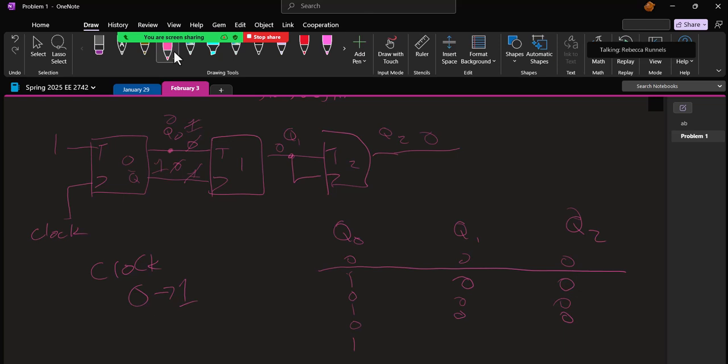I have a question. Q1's input for the second sequence, 1, 0, 0. Beforehand it was 0, right? You mean before we ever started? Yeah, before we ever started, the sequence was 0, 0, 0. Why doesn't the clock flip from 0 to 1?